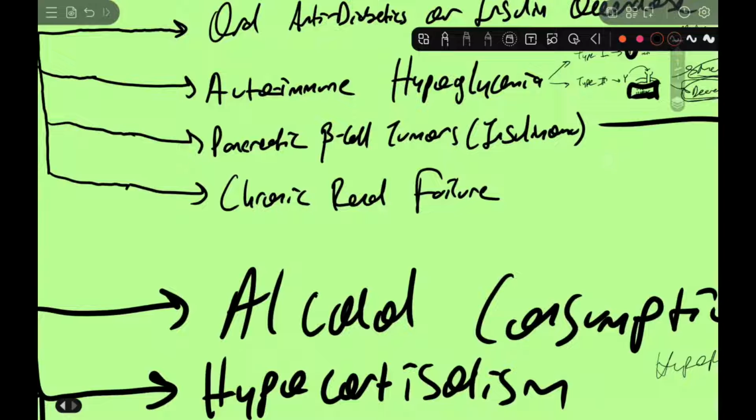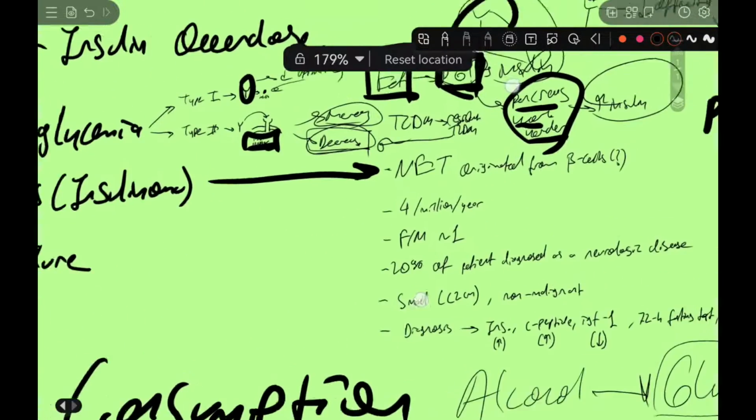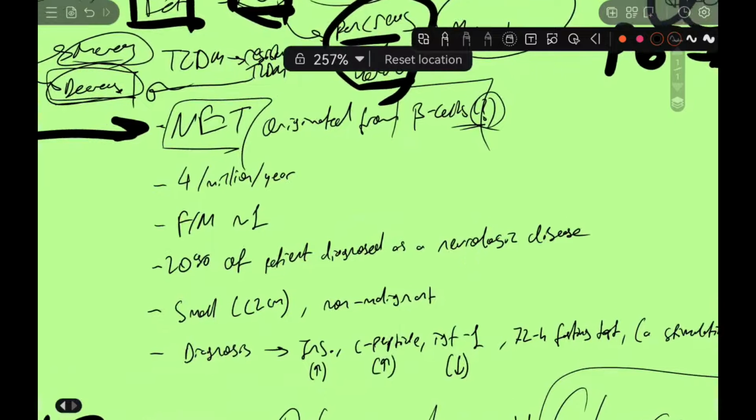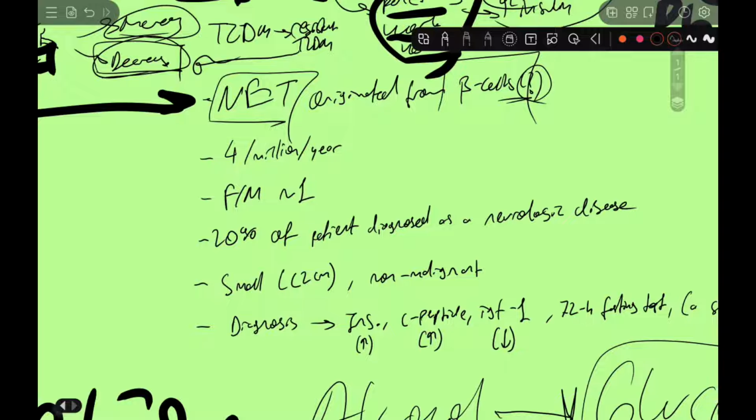Then we will have pancreatic beta cell tumors, which are also called insulinomas. Insulinomas are neuroendocrine tumors, and they originate from beta cells. I wrote a question mark over there because in UpToDate there was an article which said that they can also originate from ductal cells.